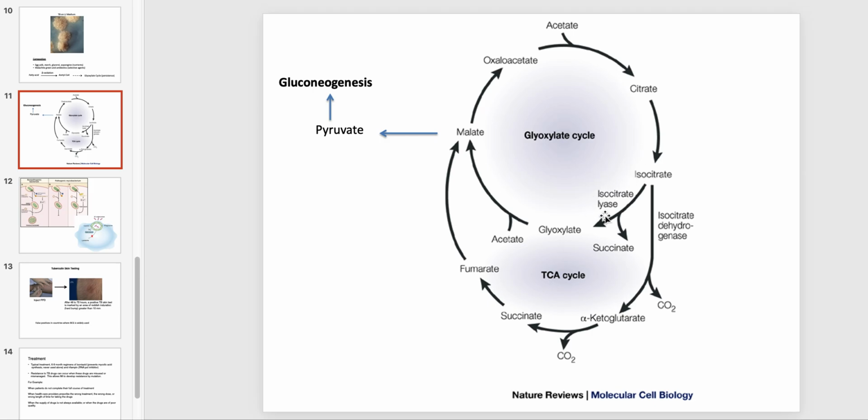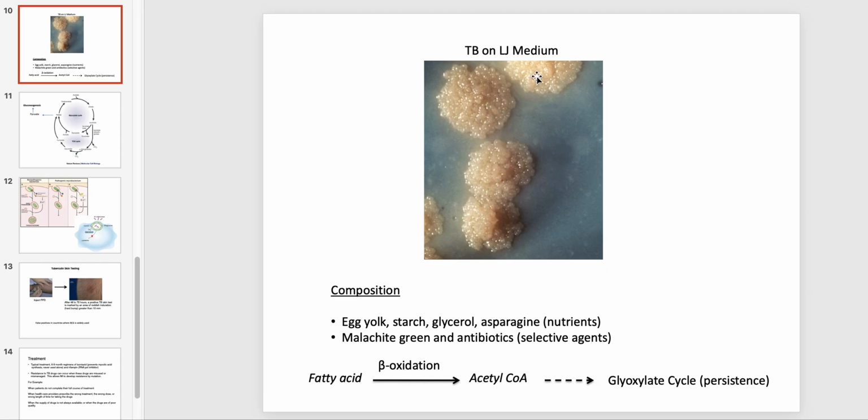But they have this special enzyme here, isocitrate lyase, which allows them to convert isocitrate to glyoxylate and ultimately to malate. And then at this level here, the malate can be shunted off to make pyruvate and then backwards to make glucose. So this is basically like a reverse glycolysis, where they take the malate and send it backwards to make sugars. And these sugars are essential to help make these wax layers.